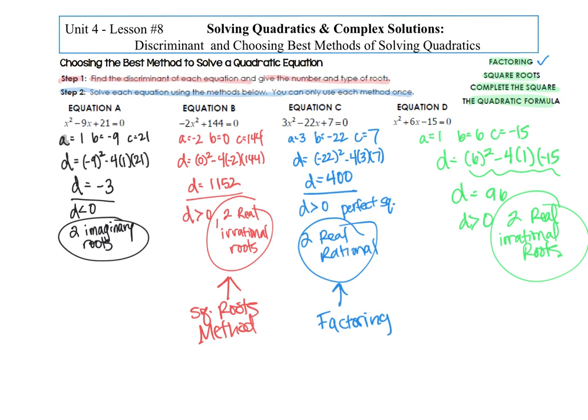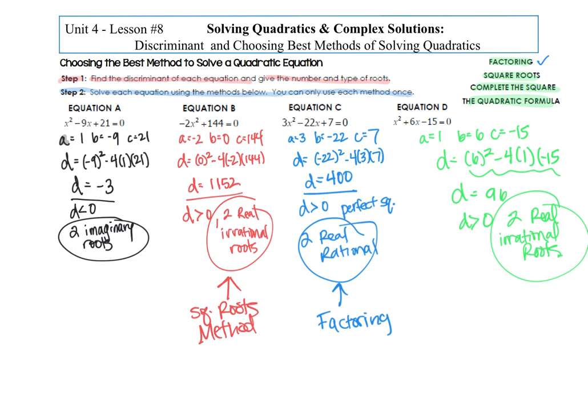Again, because it's the only one that doesn't have an x term, it's the only one we can do square roots of both sides. So then we have equation A and equation D left. Now, we said completing the square and quadratic formula always work. So when would we like to use it?